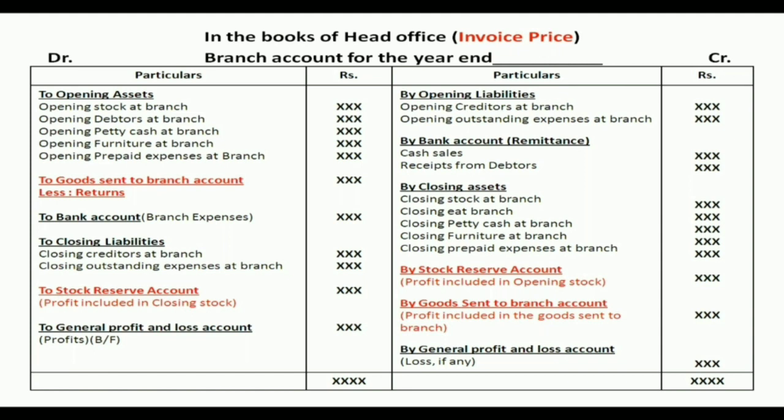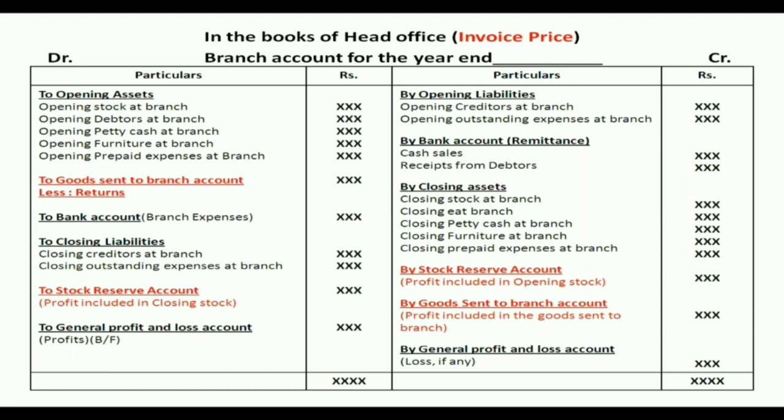In which portion will that profit be included? In the sense, profit will be included in the stock, which is the opening stock, and also the closing stock, as well as the goods which are sent by the head office. These 3 accounts will include profit. That profit we are supposed to show on the stock reserve account as well as the goods sent to branch account.